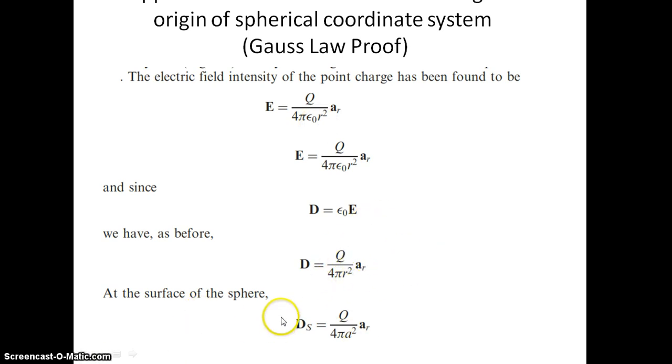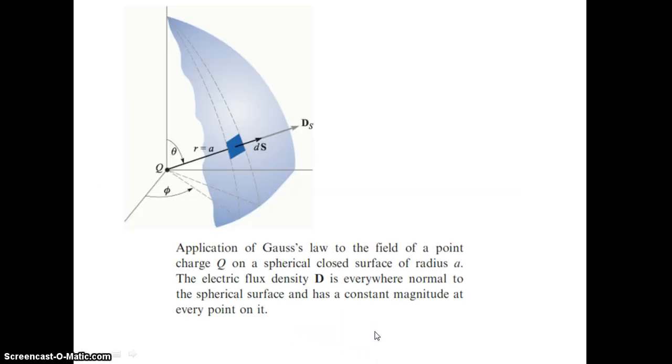Okay. So at the surface of the sphere, D_S equal to Q by 4 pi a square aR, where a is the radius of the sphere. So consider this, the radius of the sphere is a. This is the differential surface dS, and the flux emanating from the surface is D_S.